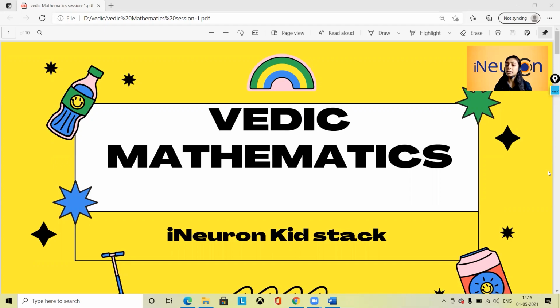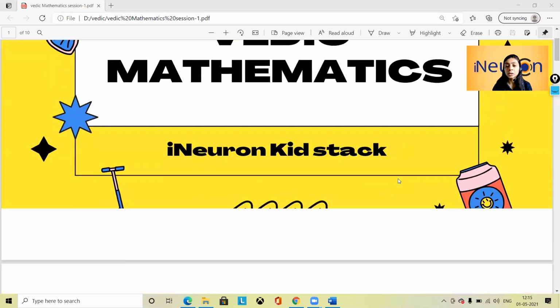But why Vedic mathematics then? If you're already studying it in your school curriculum, what is the agenda, what are the benefits you will get from Vedic mathematics apart from your school curriculum? Okay, so all these things we are going to see in this session. So we start with Vedic mathematics.